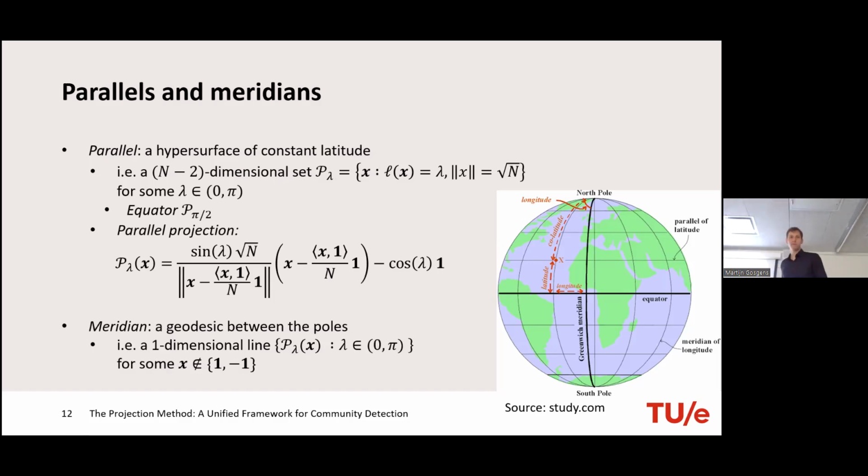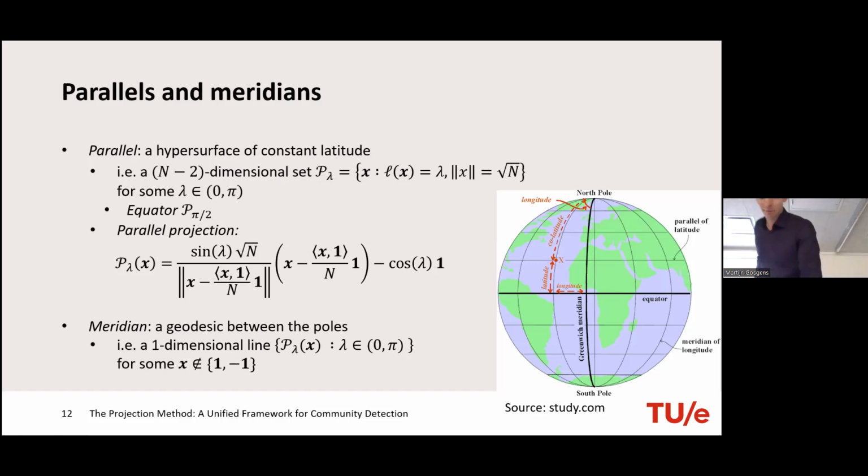And similarly, a meridian is like one of these vertical lines on the map. That is a geodesic between the two poles. And for every vector on the hypersphere that's not equal to one of those poles, there's a unique meridian running through it. And this meridian can be parameterized by this parallel projection. So you just take the parallel projection for all different values of lambda.